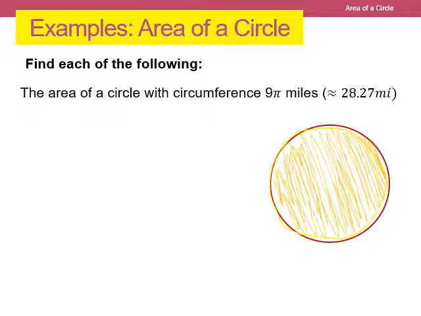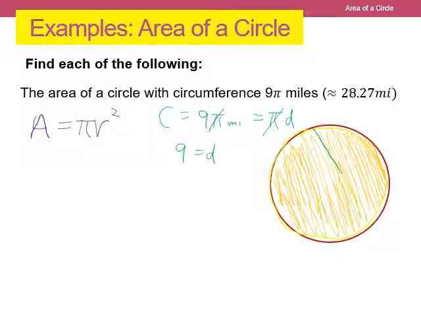The formula for area is pi times the radius squared, or pi r squared. So we need to figure out the radius of this circle, and all we know for now is circumference. Well, we know circumference is 9 pi miles. And we also know circumference is pi times the diameter. So if we cross out pi on each side, we can see that 9 is the diameter.